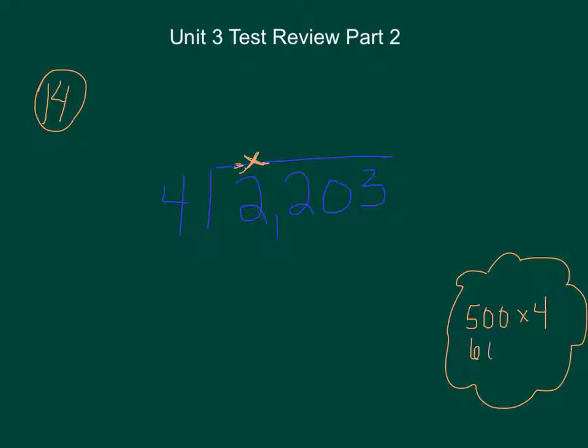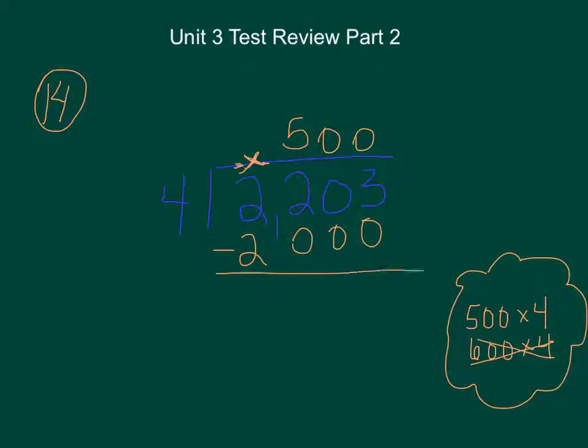600 groups of 4 would be 2,400. I don't have 2,400, so 500 groups of 4 is the largest grouping I can make in the hundreds, which means that I've grouped 2,000 of my 2,203. Hooray for me! So I'm going to stop thinking about that, and I'm just going to figure out, okay, what's left of my dividend? Still got to group 203.